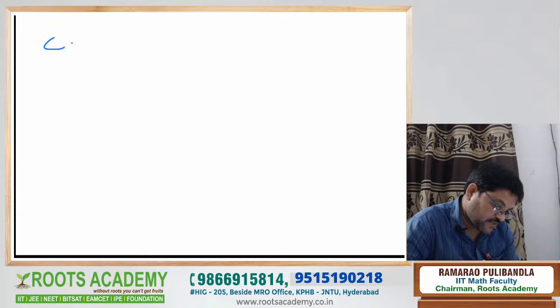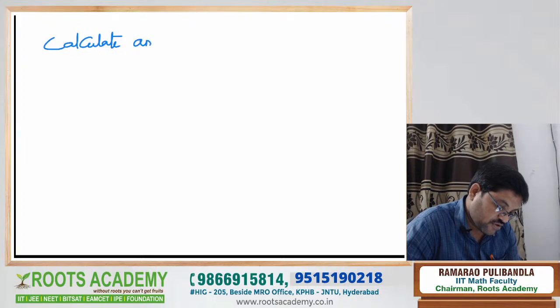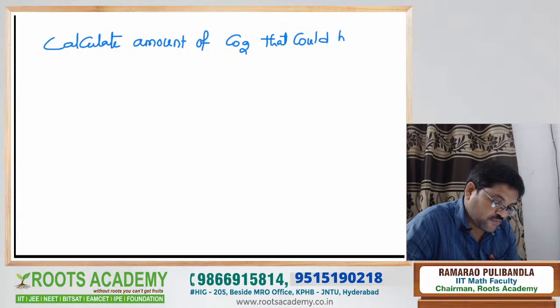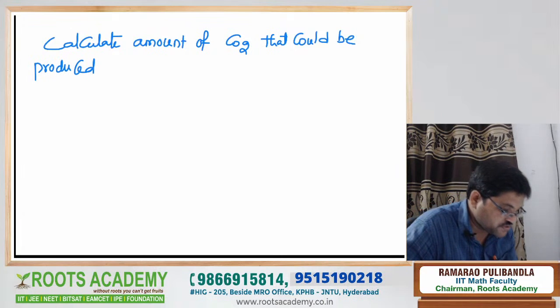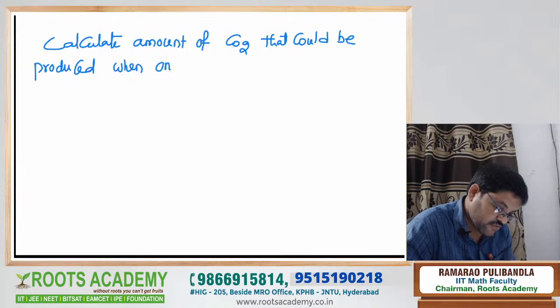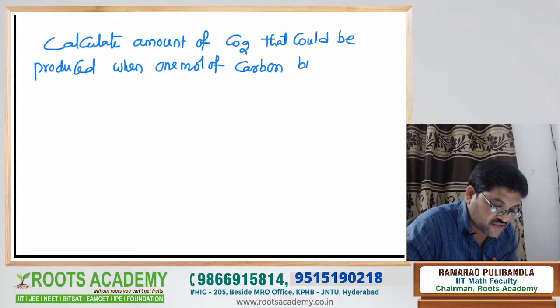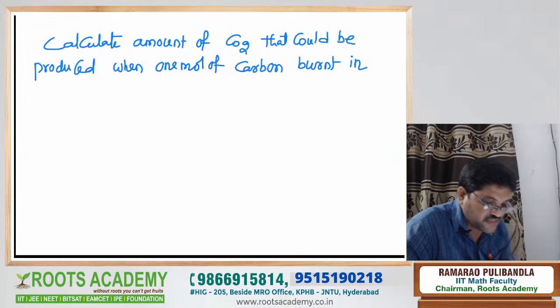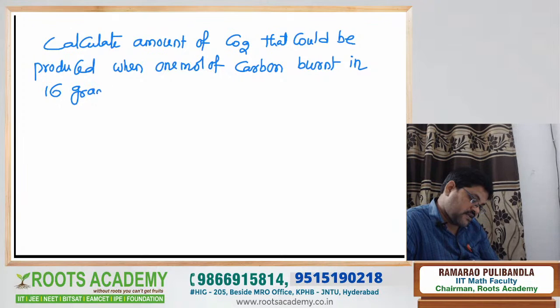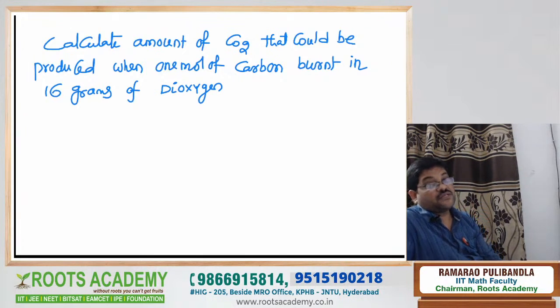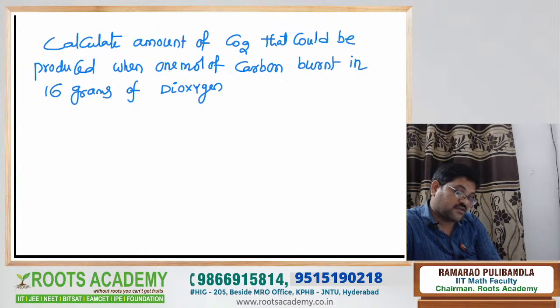Nice question. This question is given from the IPE point of view. Calculate the amount of CO2 that could be produced when 1 mole of carbon is burnt in 16 grams of dioxygen. Simple logical question. Calculate the amount of CO2 gas that would be produced when 1 mole of carbon is burned in 16 grams of dioxygen. Now write the simple equation.